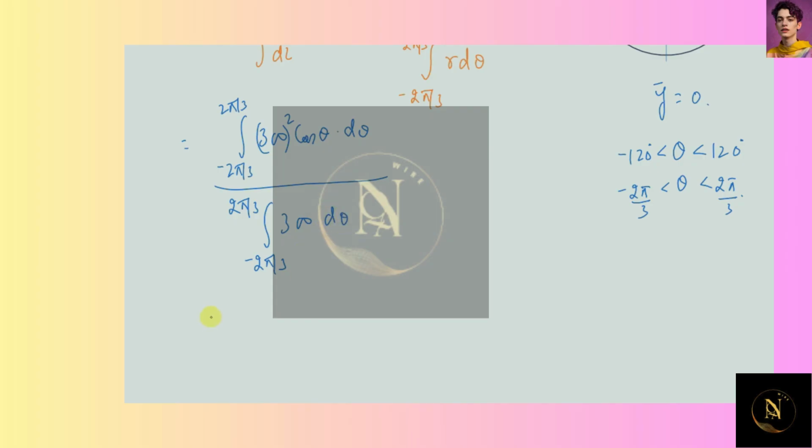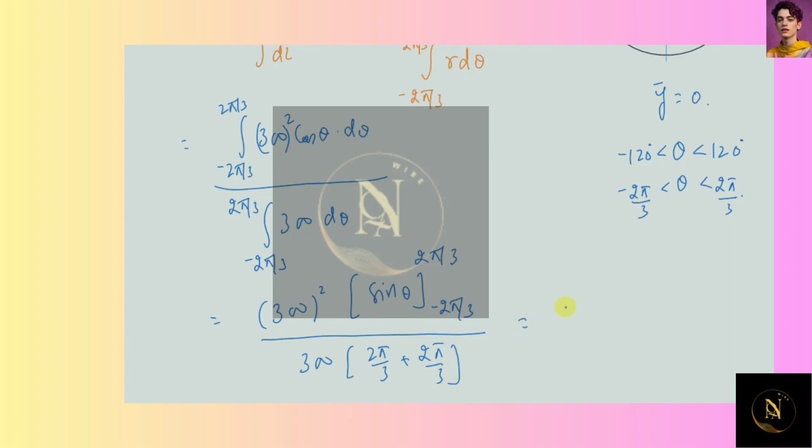Now we're going to integrate this and we'll get 300 whole square, which I'm taking outside, and here we'll get sine theta, and the limit is from minus 2 pi by 3 to 2 pi by 3, divided by 300, and here we'll get 2 pi by 3 upper limit minus lower limit, so minus minus will become plus. Now we're going to simplify this and we'll get the answer as 124 mm.